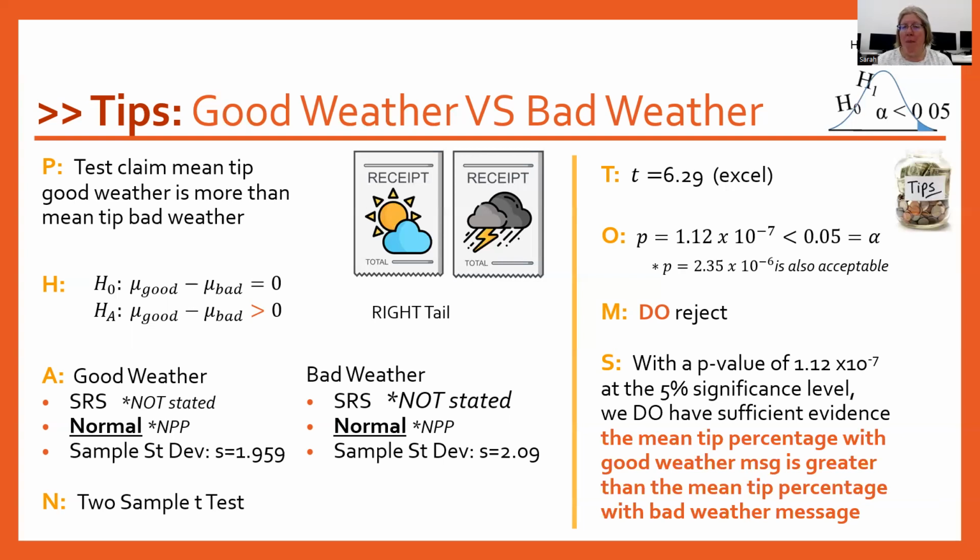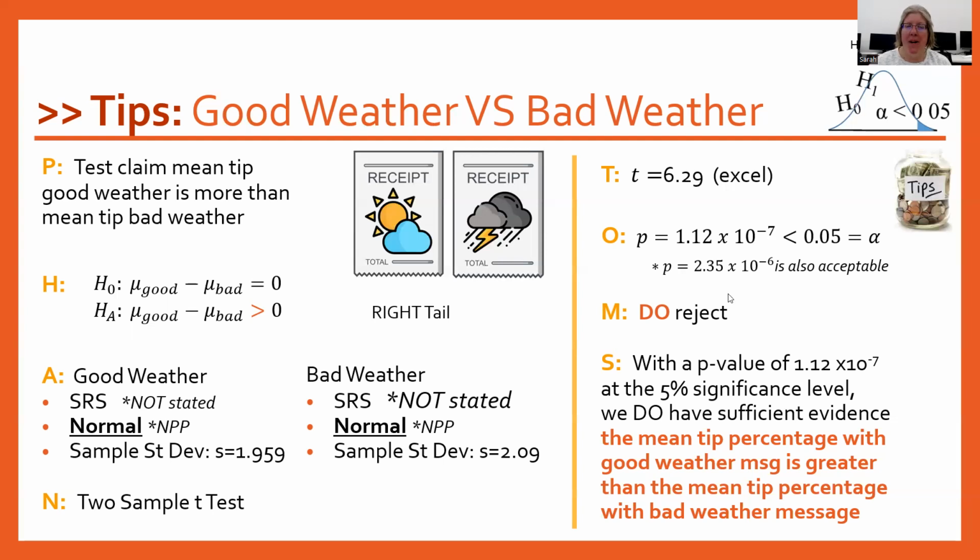With a p-value of 1.12 times 10 to the negative 7, at the 5% significance level, we do have sufficient evidence the mean tip percentage with good weather message is greater than the mean tip percentage with the bad weather message. You'll notice I have the word mean in there twice in my conclusion statement, and that should always be the case when you're doing a two-sample t.